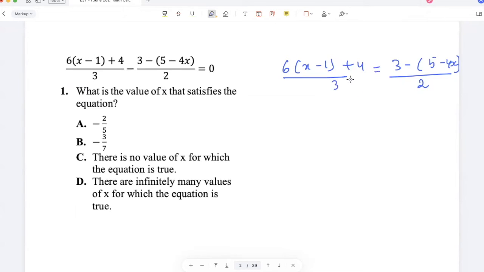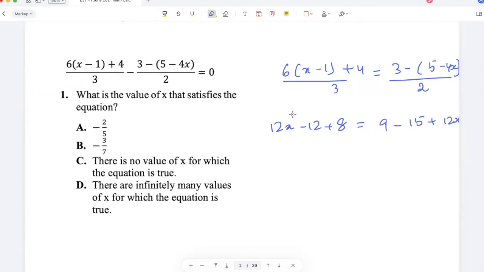And now I'll cross multiply. So I'll get 12x minus 12 plus 8 is 9 minus 15 plus 12x, right? So 12x and 12x will cancel, and minus 12 plus 8 is minus 4, and 9 minus 15 is minus 6, which is not possible, right? So there is no value of x for which this equation is true, option C.